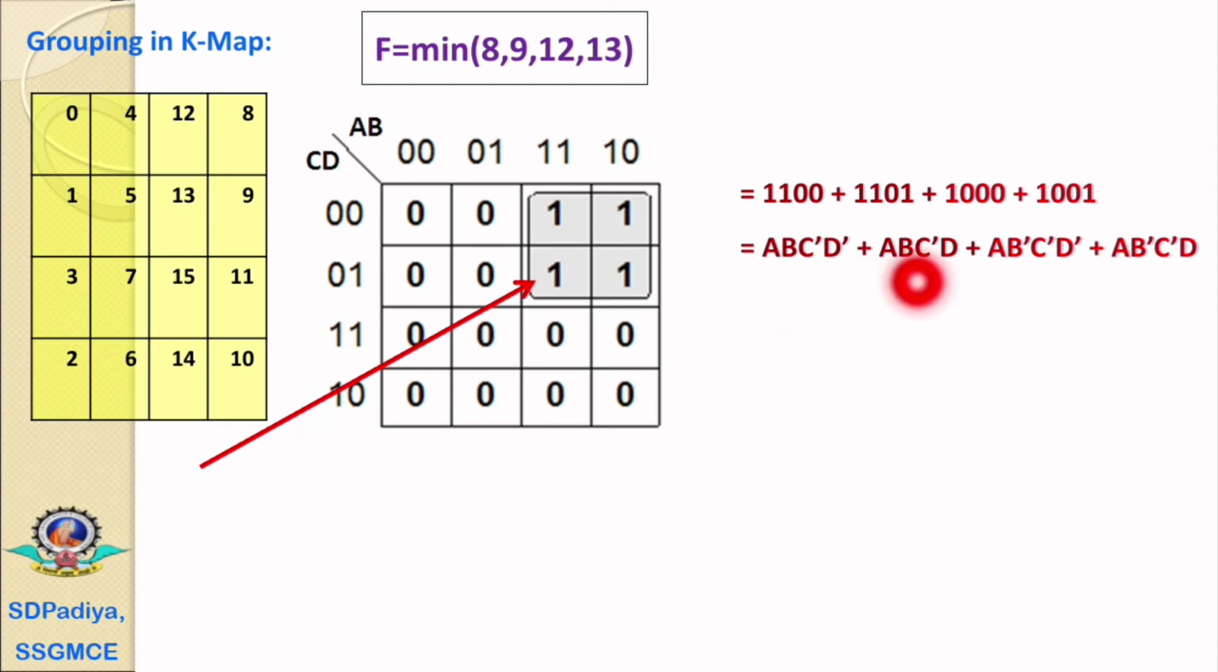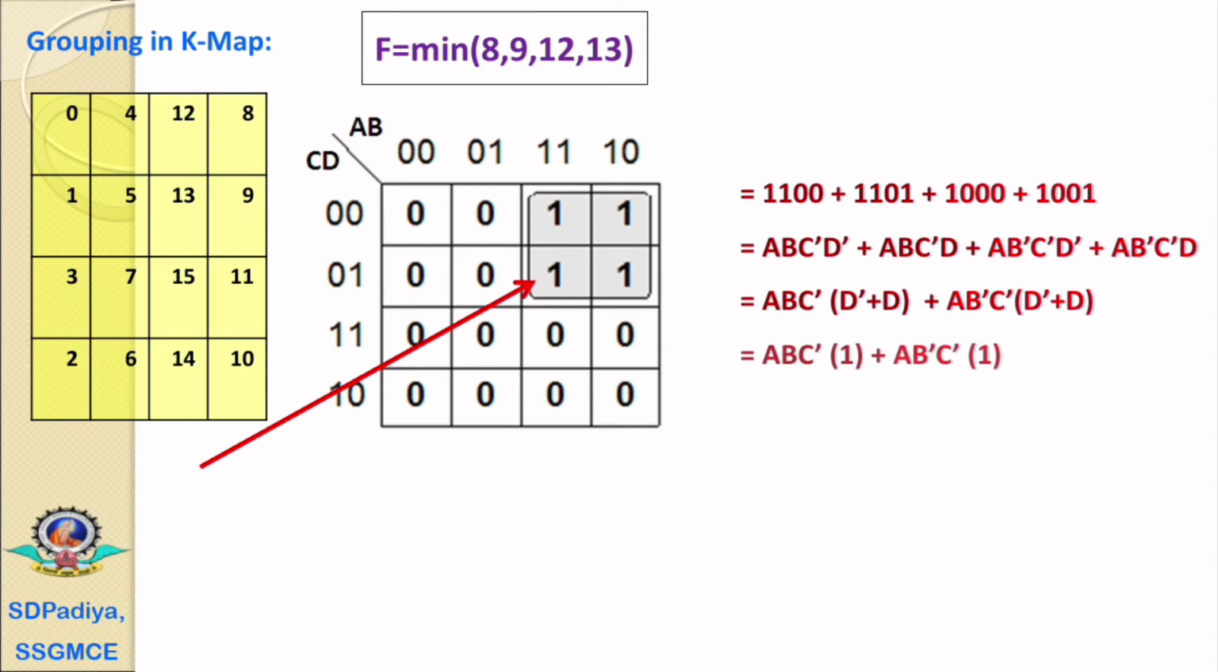Now among these first two, the A, B and C dash is the same, and among these last two, the A, B dash, C dash is the same. Therefore we have taken this A, B, C dash outside the bracket, then inside the bracket there is only the D dash plus D, and for the second we have taken the A, B dash, C dash outside the bracket, then in the bracket again there is a D dash plus D. The D dash plus D means 1, therefore we can ignore it.